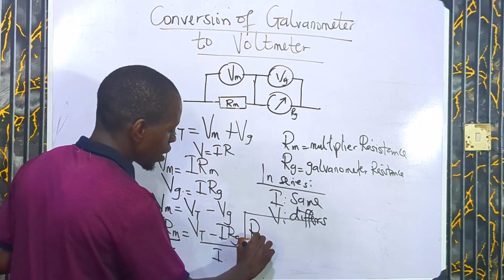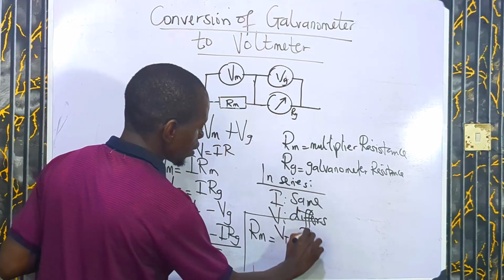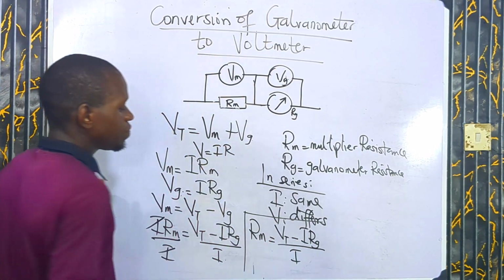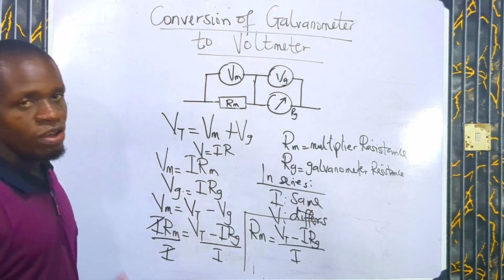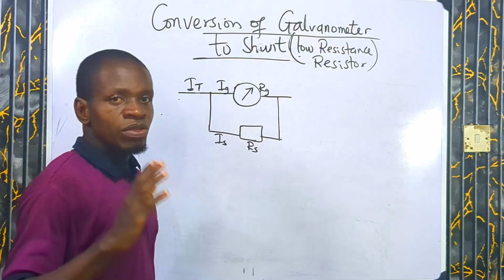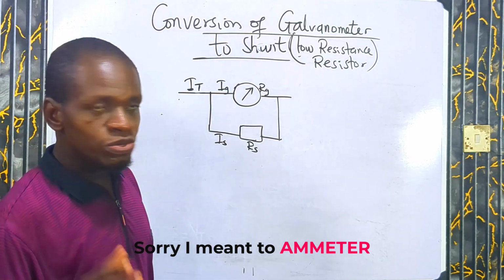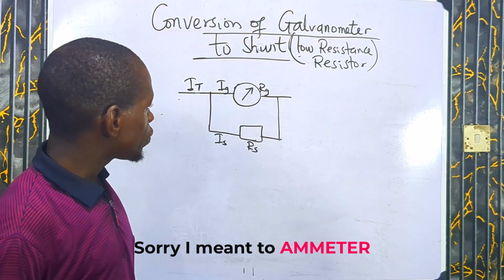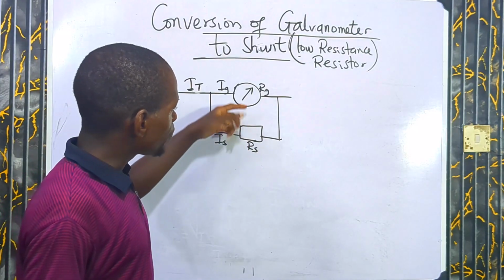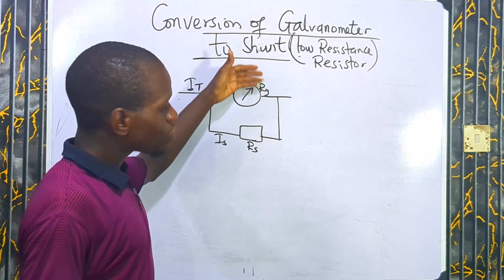I'm going to have Rm is equals my V total minus IRG all over I. So this is the formula for calculating your multiplier. So the next one I'm going to talk about is your shunts. To convert a galvanometer to a shunt, what do we need to do? The only thing we need to do is to connect a low resistance resistor in parallel with the galvanometer. This low resistance resistor is called a shunt.